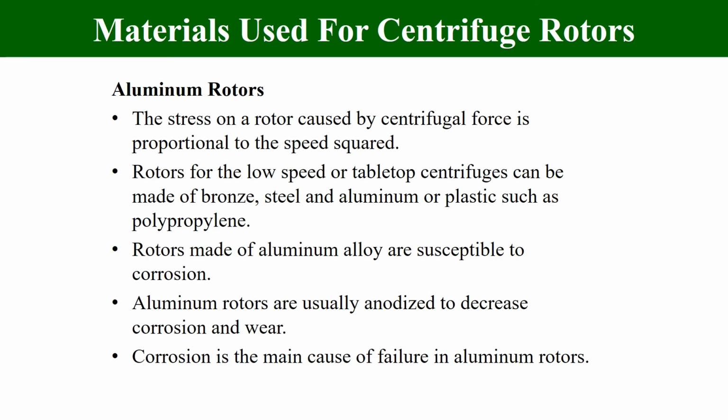The heart of a centrifuge is its rotor. Special care has to be taken in order to look after the rotor. So normally a rotor is made out of aluminum. Some rotors can be made of bronze, steel. Some can be of carbon. So a variety of substances are used for making a rotor. Aluminum rotor has a disadvantage, that is it can undergo corrosion. So therefore these aluminum rotors are normally anodized to decrease corrosion.